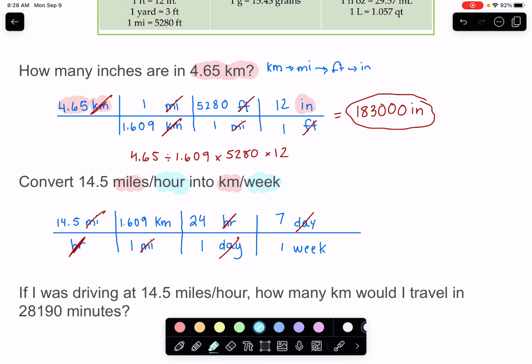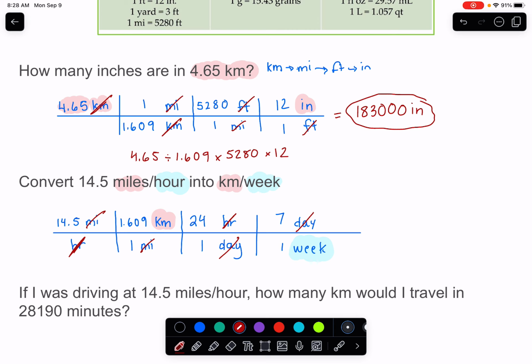If you take a look at the units that are left, I have kilometers on the top up here. That's the only thing on the top that's not crossed off. And then I have weeks on the bottom down here. That means my final answer is going to be kilometers over weeks. I'm going to plug this in the same way I did the last one.